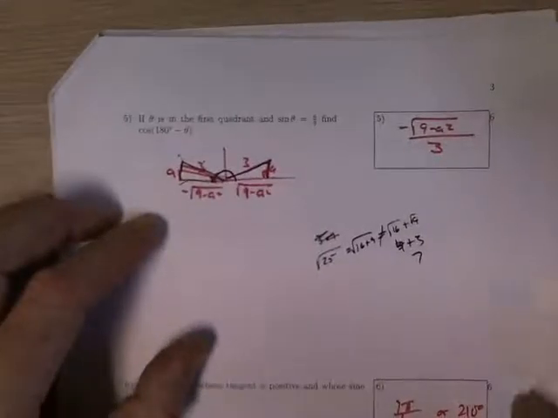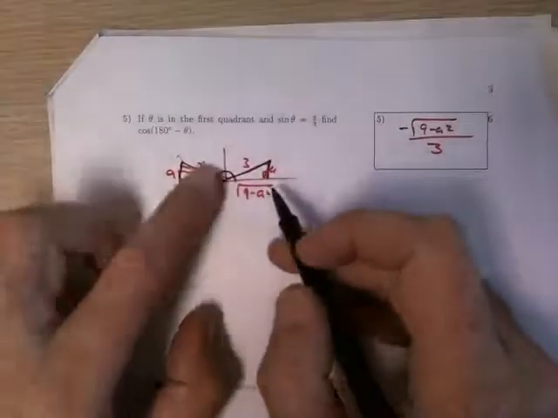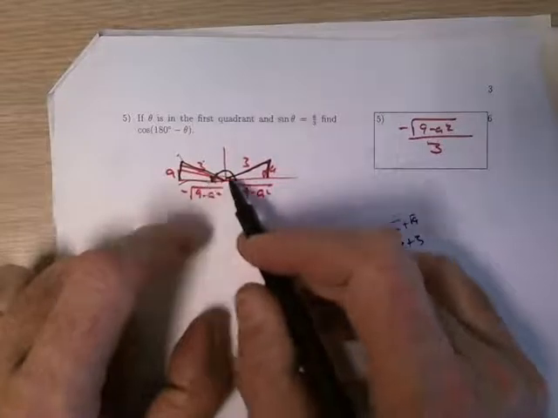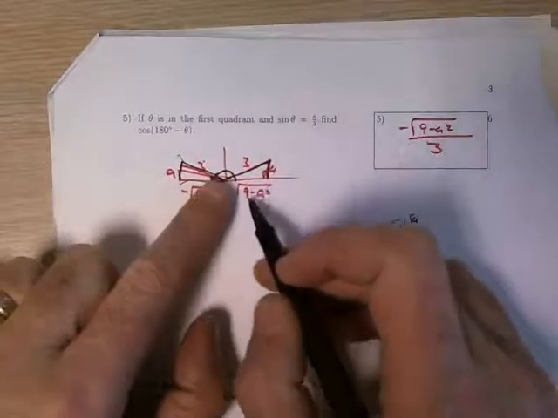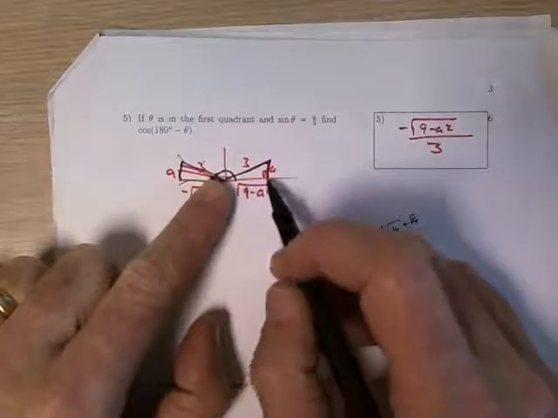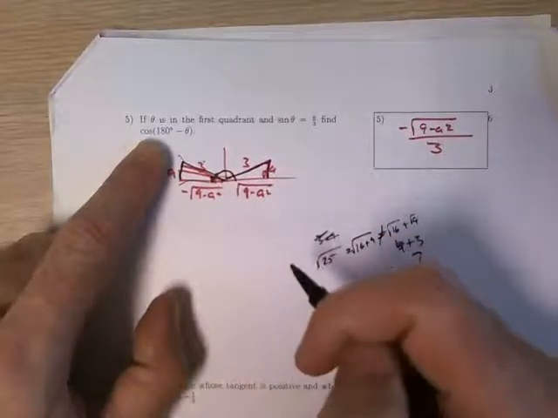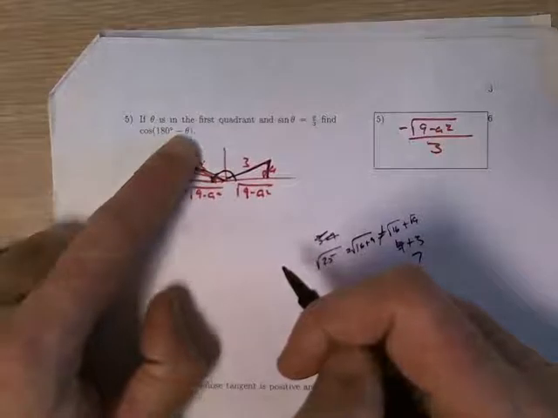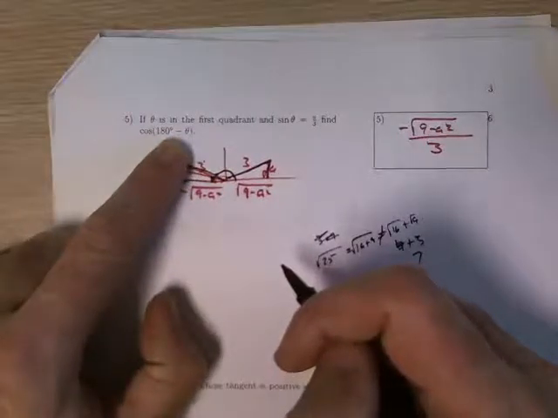Theta is in the first quadrant. Then the sine of theta is a over 3. So first quadrant, sine is opposite over hypotenuse, a over 3. I can use Pythagoras to get the square root of 9 minus a squared, but I don't immediately need that. I'm asking for the cosine of 180 minus theta. So where the heck is 180 minus theta?